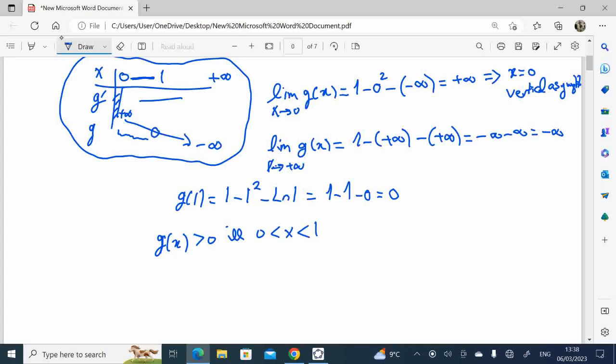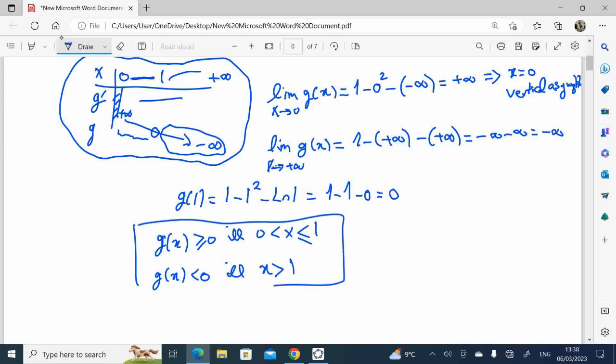Whereas for all x greater than 1, the graph is decreasing from 0 till minus infinity, which means it is negative. So we say g of x is negative if and only if x is greater than 1. So this is the sign of g of x. Now if I put g of x is greater than or equal to 0, it may be equal to 0 whenever x is equal to 1. So this is it. This is part A.